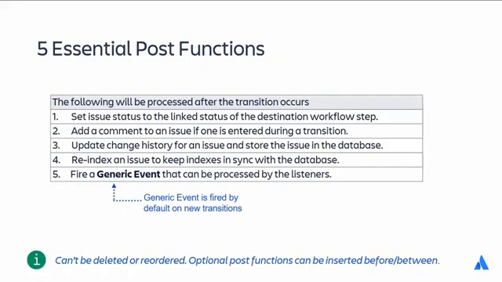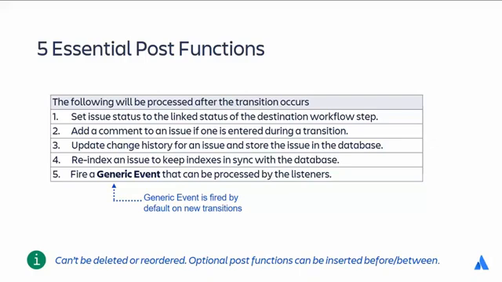Whenever you create a new transition, you notice that 5 post functions are added by default. These are called essential post functions. They include setting the issue status properly, adding a comment to the database if one was entered, updating change history, re-indexing, and firing an event. When you create a new transition, the default event that is fired is the generic event, as shown here. But your administrators can change this to another system or custom event. We'll learn about events in a moment.